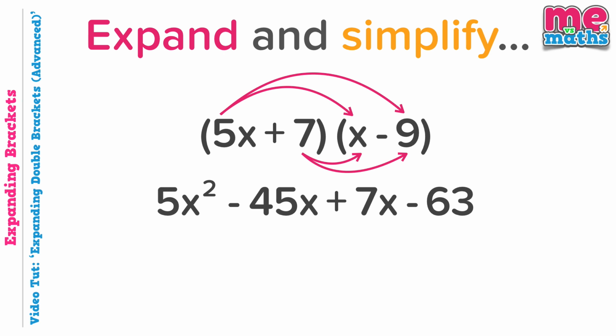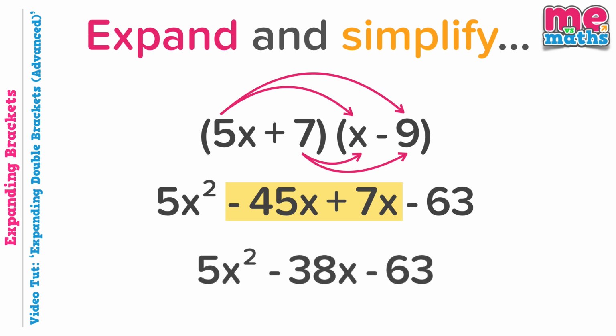Now we'll simplify those terms in the middle. Minus 45x plus 7x: start at minus 45 and go up 7, we'll get to minus 38x. So our final solution, 5x squared minus 38x minus 63. Just two more examples for us to look at.